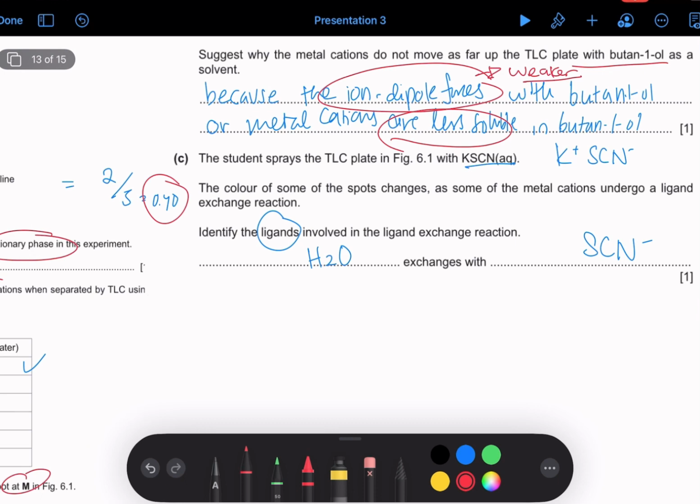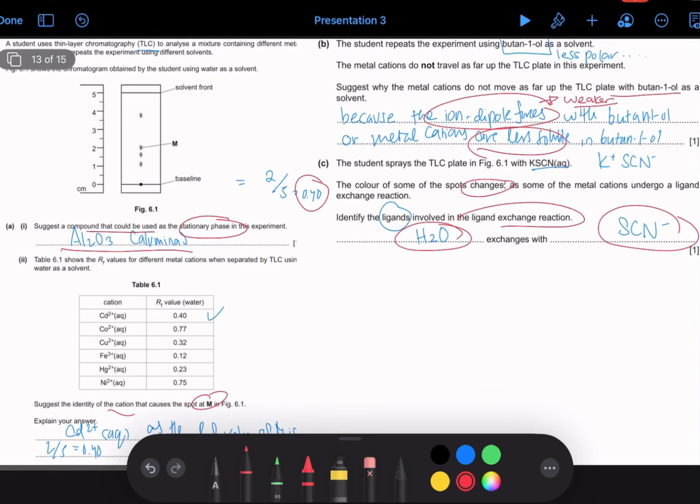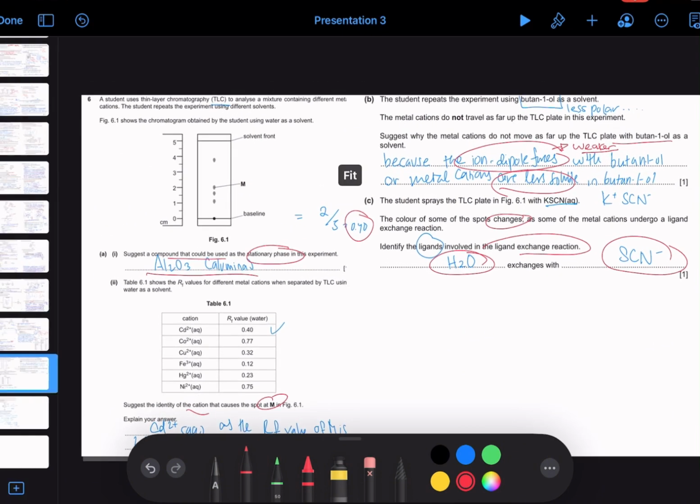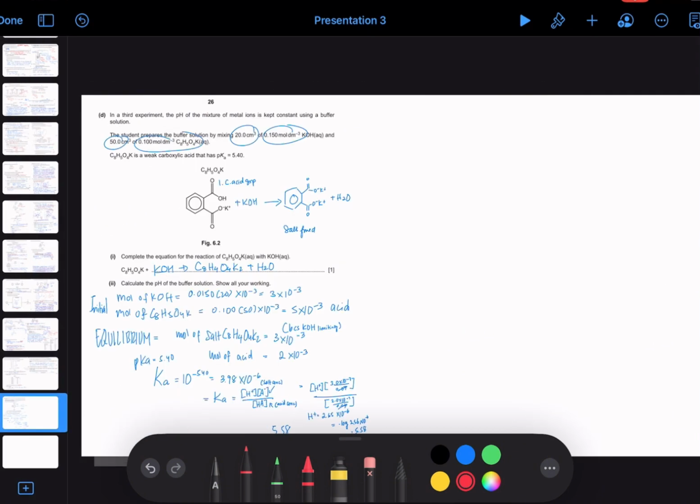Alright, the student sprays the TLC plate with KSCN, so it's K plus and SCN minus. The color of the spot changes, again, exchange of ligand, so H2O is exchanged with SCN minus. This is fairly standard. Alright, we have reached nearly the end. It is for question D. Just 2 more.